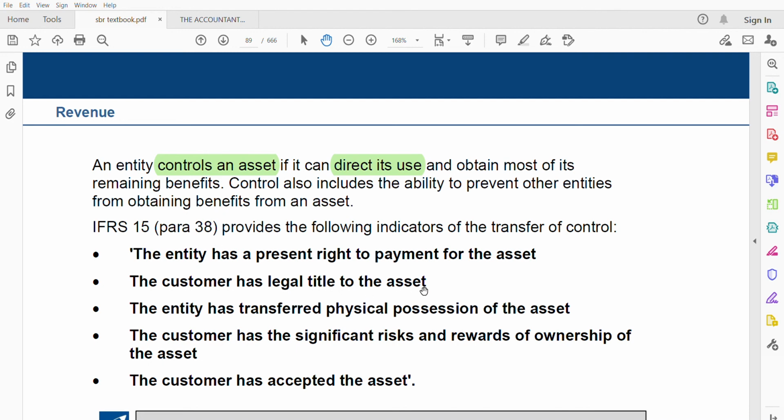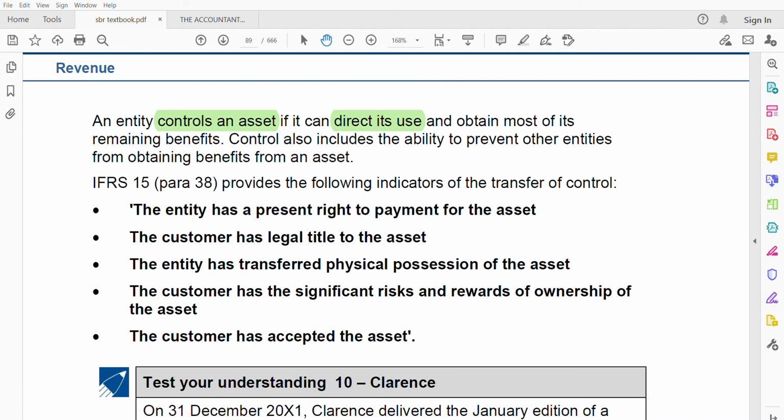Customer has a legal title to the asset. Who has legal title? Customer. Entity has transferred physical possession. Physically, it went to the customer. Customer has significant risk and reward of ownership of the asset. Now, the risk and the reward of ownership of that asset is with the customer. Entity will only receive the payment, that's it. Customer has accepted the asset. Yes, because sometimes what happens, the customer might return that asset back to the entity. So until it is accepted by the customer, it is not a transfer of control. Maybe in the exam, you might not be given this full list of 5. Maybe one or two of these things might be given to you to show whether there has been a transfer of control or not. So you might have to use this list.